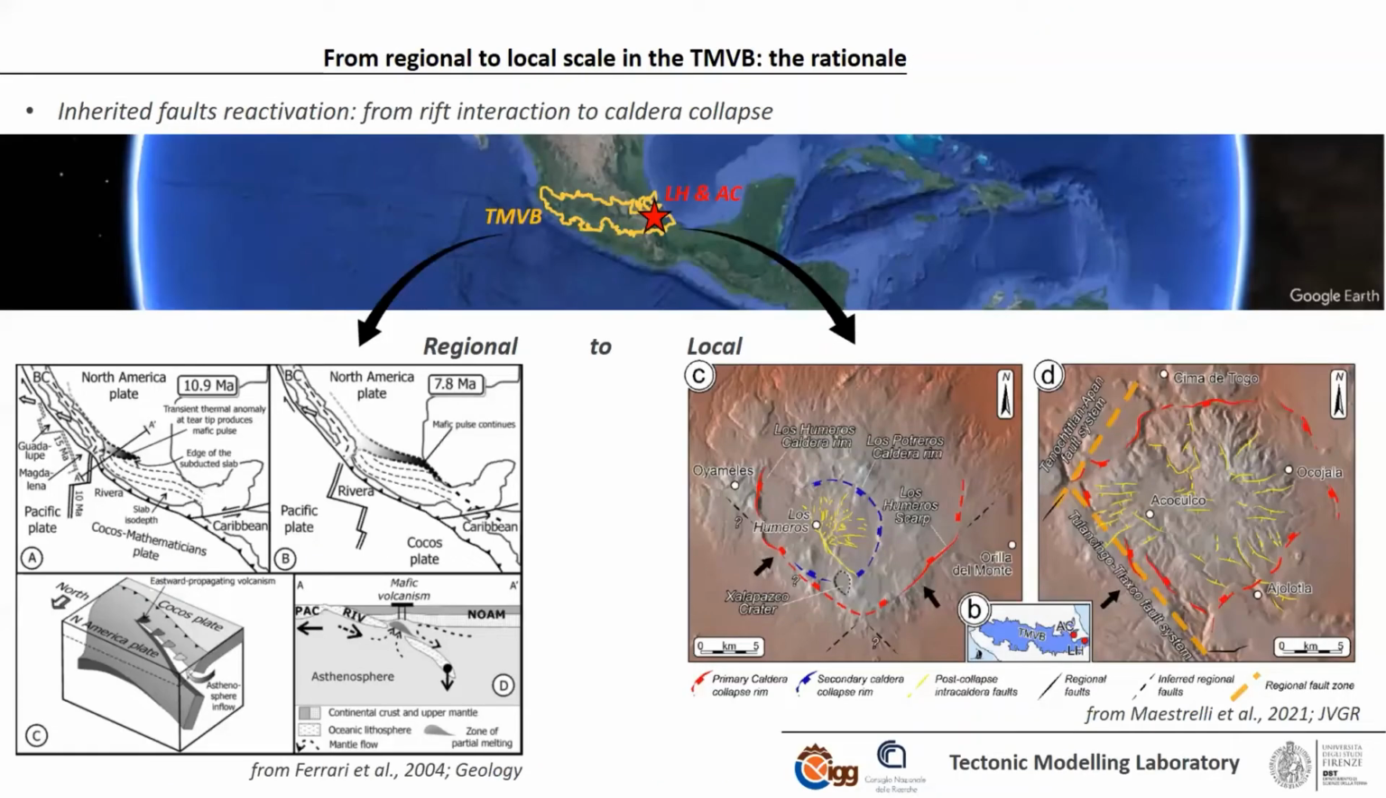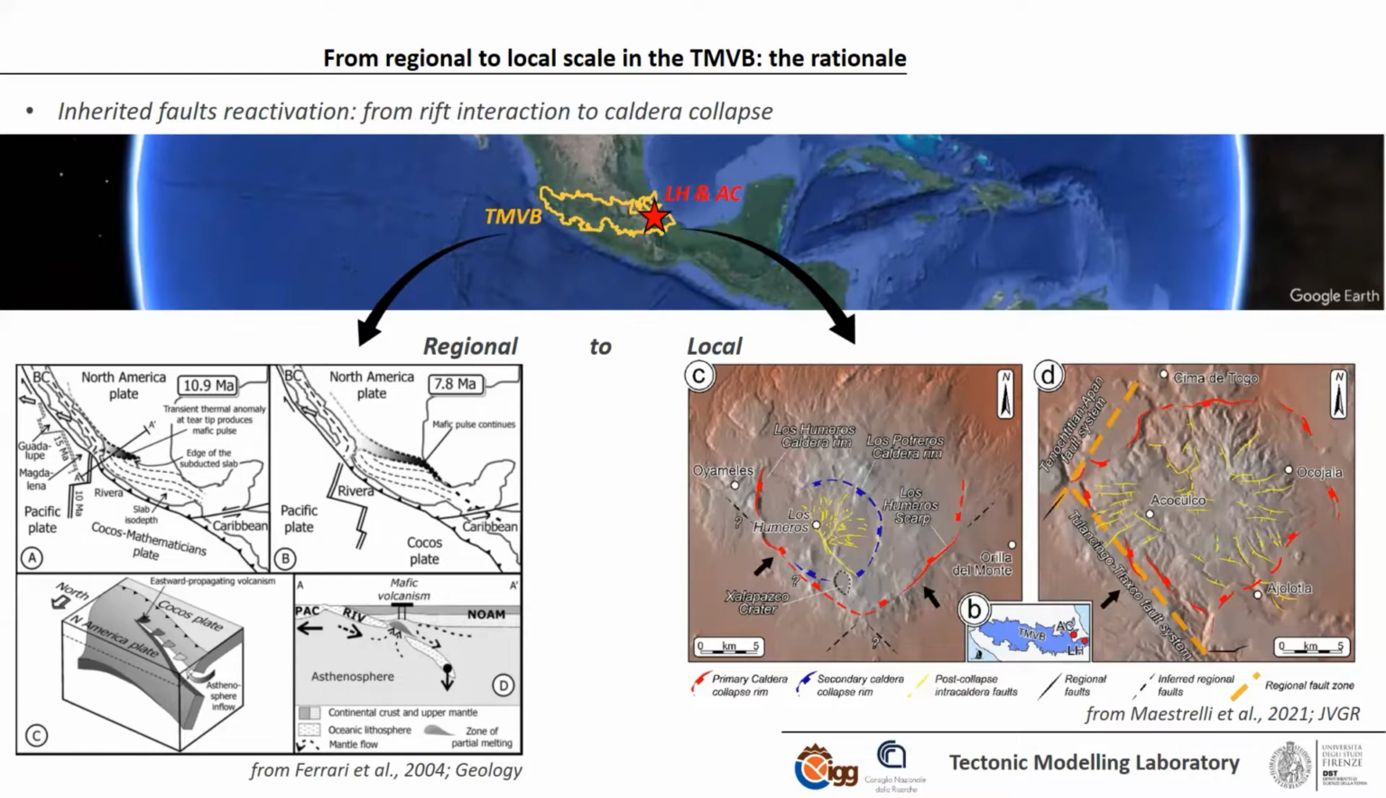In this presentation, you will see two kinds of models. In the first part, you will see models testing and investigating rift propagation in tectonic settings versus the inherited structures in the Trans-Mexican Volcanic Belt. While in the second part, you will see a focus on the local scale, and I will show you models of caldera collapse and their interaction with inherited structures.